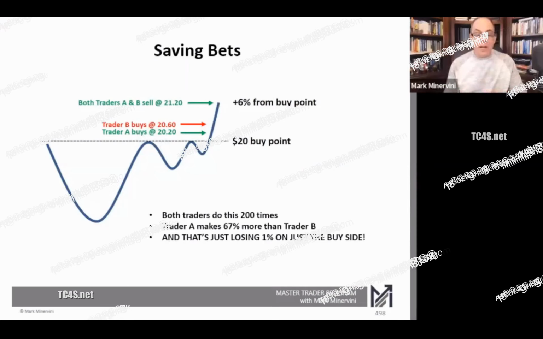One of them is what I call saving bets. This is a term in poker where most poker players lose their money, not in losing any one big pot as much as in all the bets that they make that they shouldn't be making. All the calls that they shouldn't be making, the extra $20 and $5 and $50 that they throw in the pot.